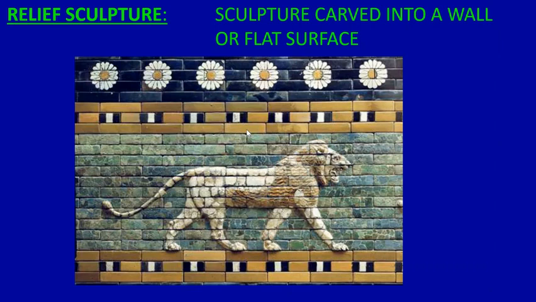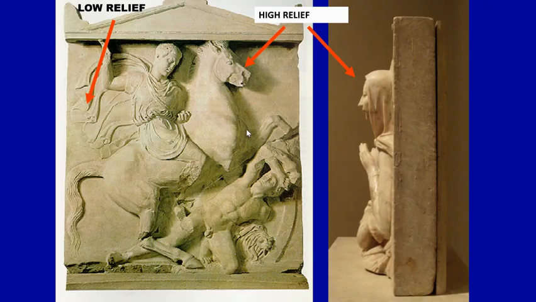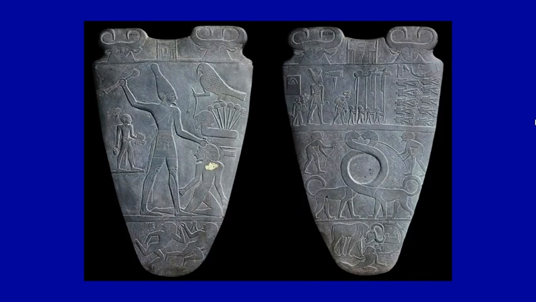And then the opposite of a freestanding sculpture would be a relief sculpture. That's sculpture that is carved into a wall or a flat surface. It barely sticks out. And there's two kinds of relief. There's low relief that hardly sticks out from the wall at all. And then there's high relief that comes out very far from the wall. Over the first semester, we've seen a lot of relief sculpture.